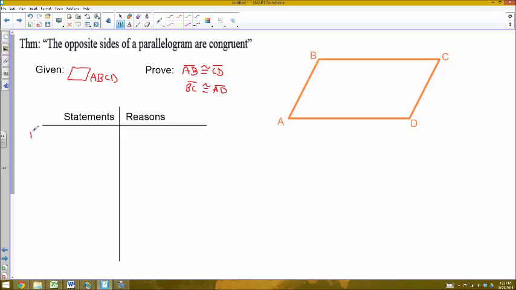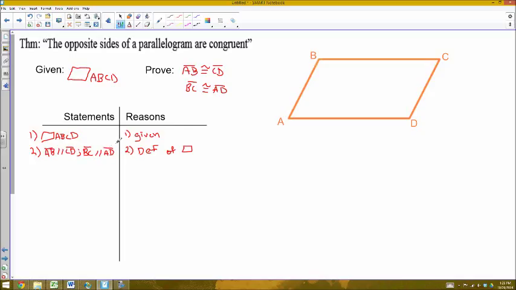So like in all proofs, I'm going to start off with my given information. So given parallelogram ABCD. Well, so far, the only thing I know about the parallelogram is how it is defined. So using the definition of parallelogram, I can conclude that the opposite sides are parallel. Therefore, AB is parallel to CD, and BC is parallel to AD.